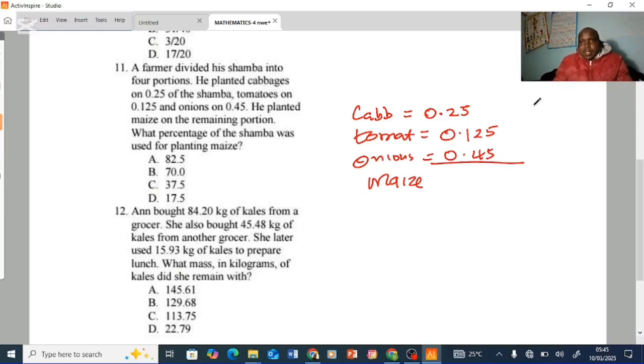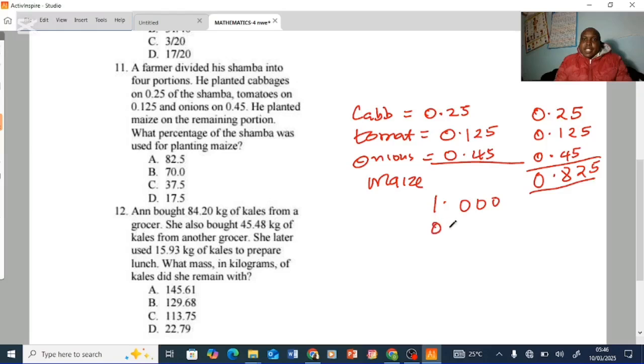So let's write them properly so that we can add. Make sure the decimal point aligns properly. 0.125, 0.45. Let's add. So this is 5, 10, 12. This is 6, 7, 8.0. So this is what has been used. So what is remaining? It is 1.00 minus 0.825. That's what we are going to subtract and get what is remaining.